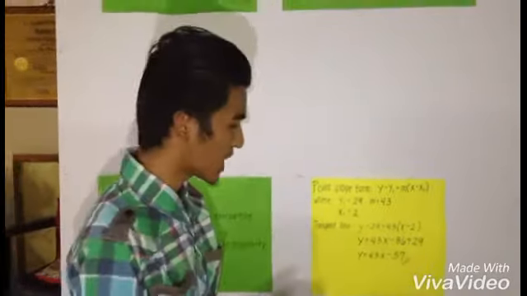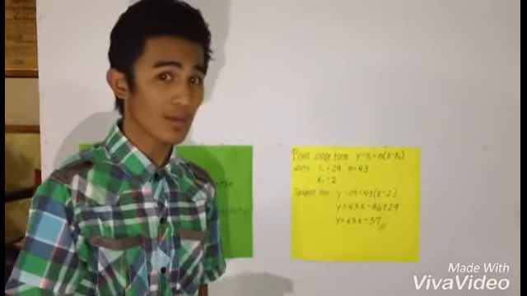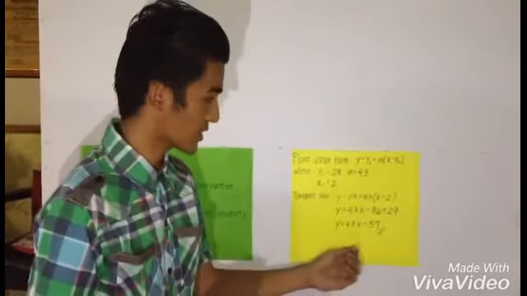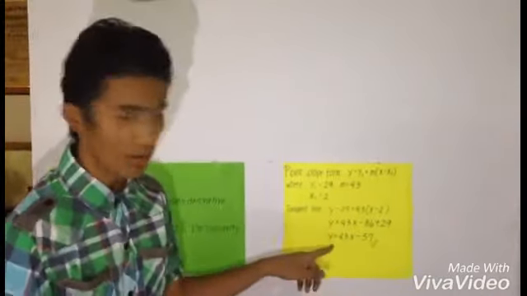For checking it, we can assure that the equation of the tangent line is y equals 43x minus 57 by substituting 2 for x, wherein 86 minus 57 is 29, which is the exact value of y as well. Thank you. That's all.